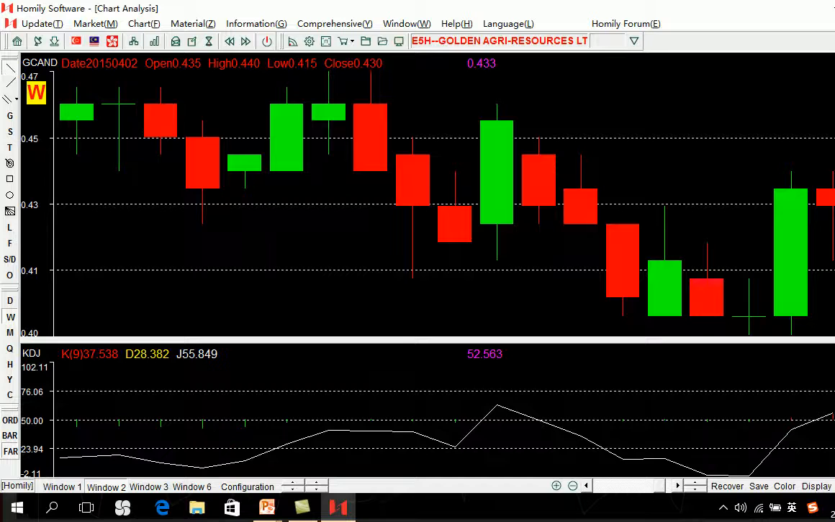Can we buy here or not? So we can see the first situation. J line upward crosses 50 like this, and the MACD is red color. Can buy or not?